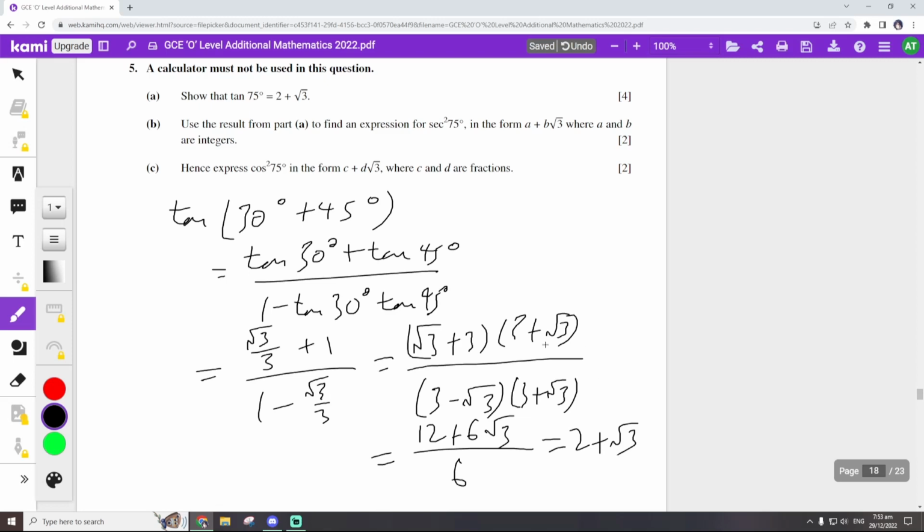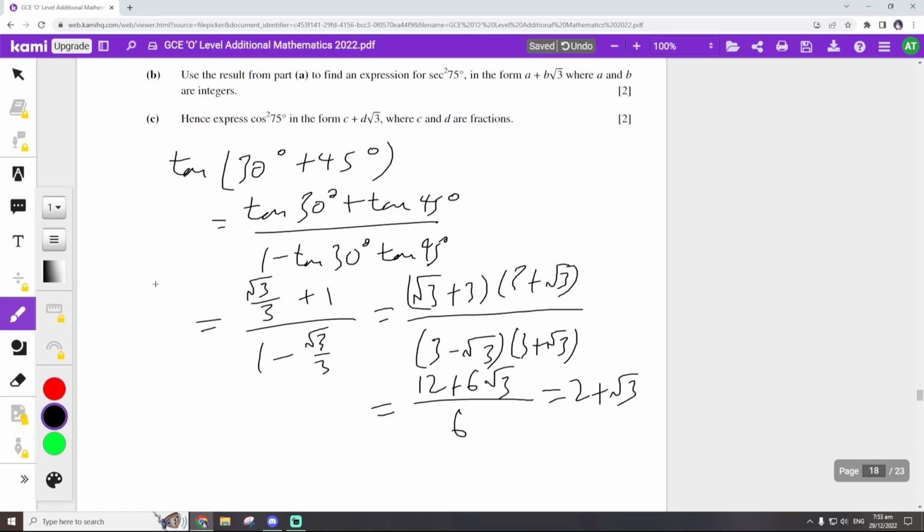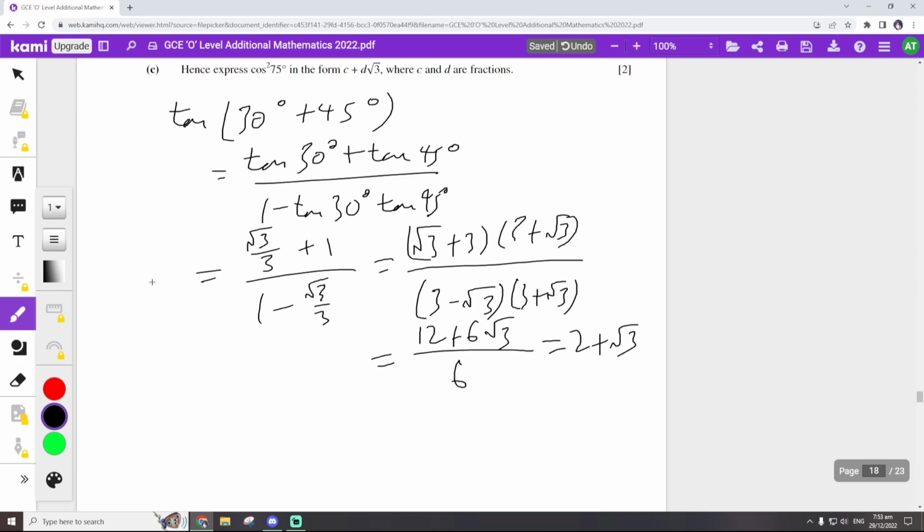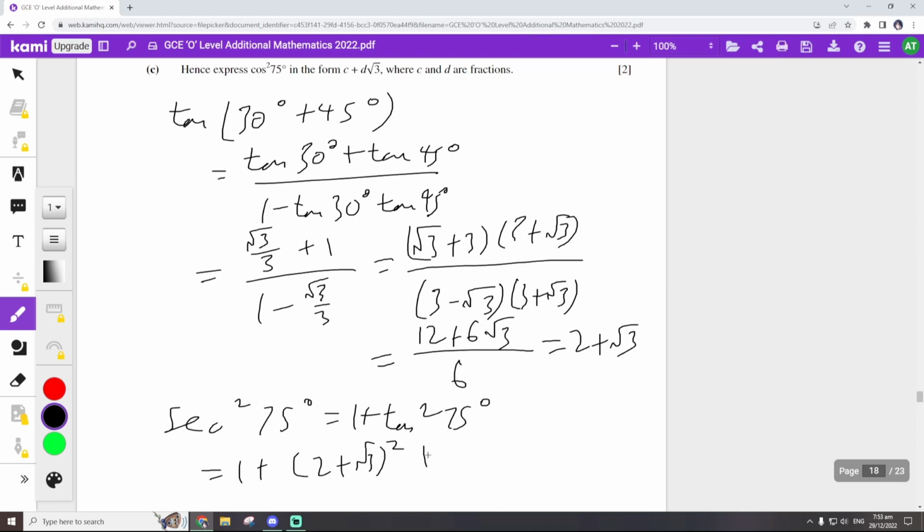Cool. Use the result from part A to find sec² 75 degrees in the form A plus B root 3. Okay. Sec² 75 degrees, remember, is always 1 plus tan². So you get 1 plus (2 plus root 3) squared, which is 2 squared plus 4 root 3 plus root 3 squared, which is, well, it's going to be 4 plus 3, which is 7. So you get 8 plus 4 root 3. Okay.